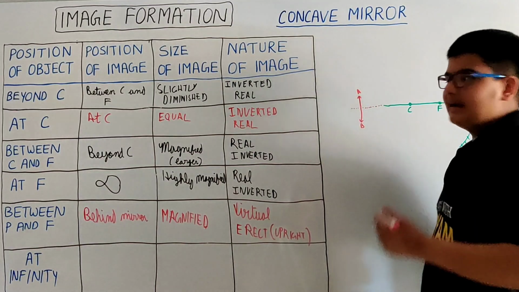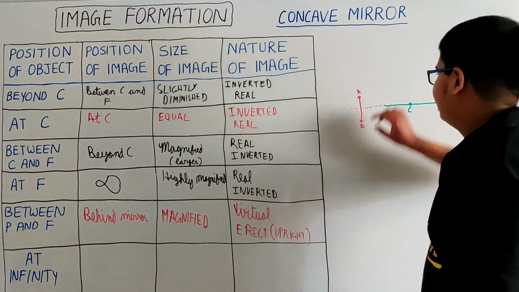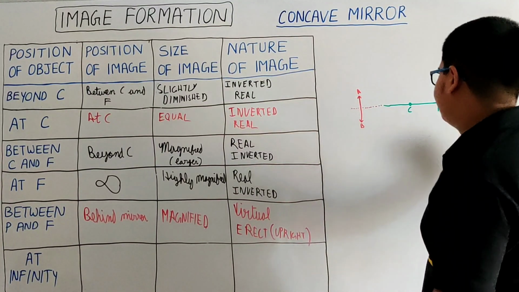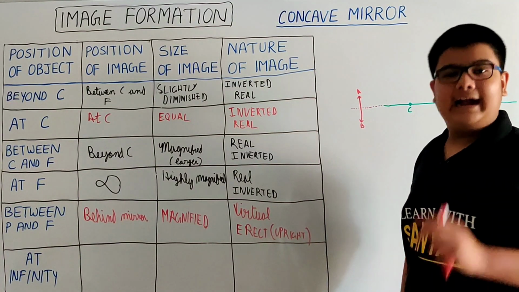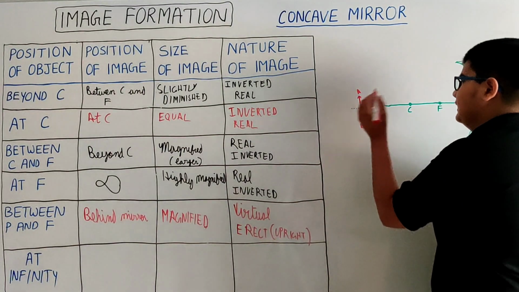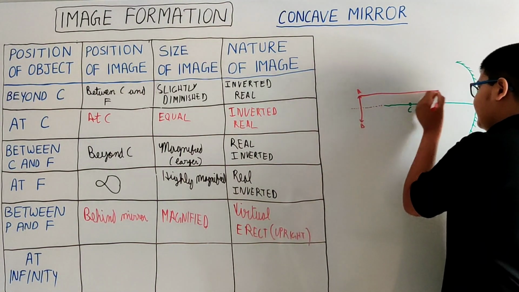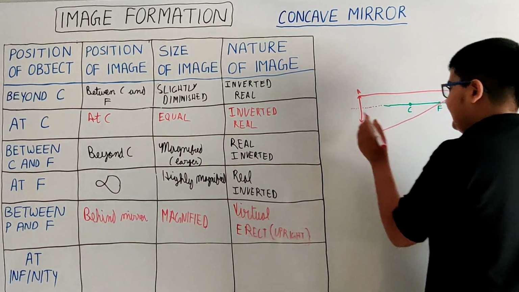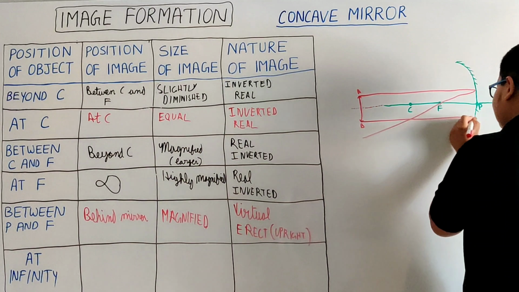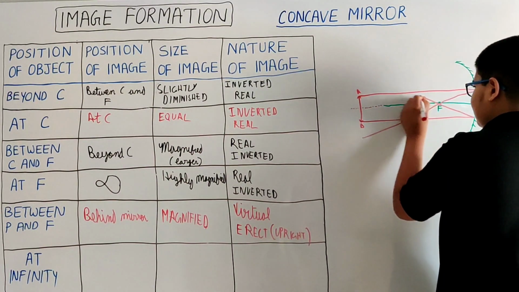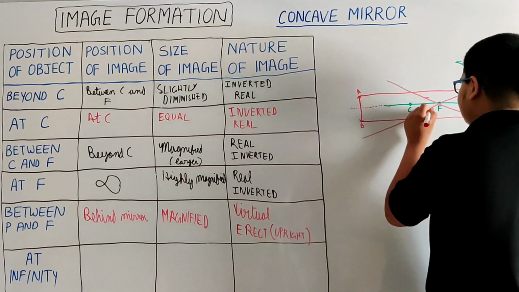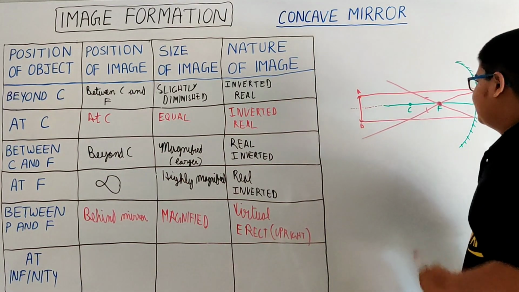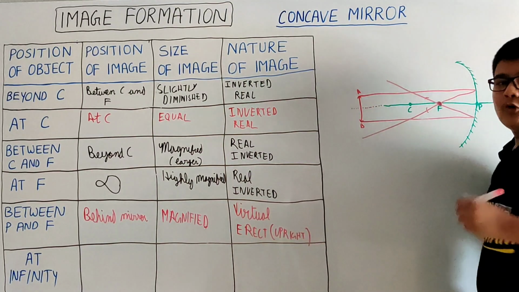This time we will apply rule 1 two times. We will apply rule 1 once from point A and once from point B, and where both the rays meet, at that point the image will be formed. So here, applying rule 1 for point A and rule 1 for point B, you can see that both of these rays are meeting at the focus point. So this means that the image will be formed at the focus point.